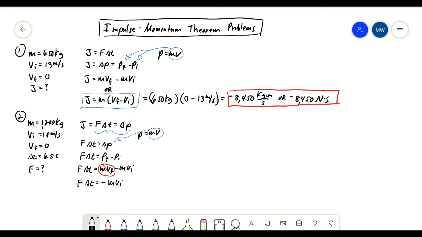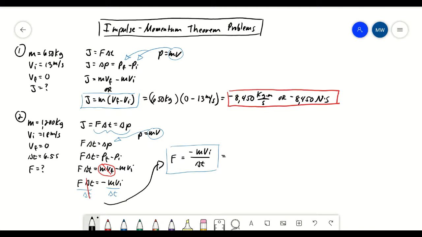And we're almost there. We need to now solve this problem for force. So what I'll do is divide both sides by delta t. We can see that the delta t over here cancels. I'm going to rewrite my equation over here so there's more room. On the left side I have F. On the right side I have minus mv initial divided by time. So this is our equation that we use to solve for force when we're using the Impulse-Momentum Theorem.